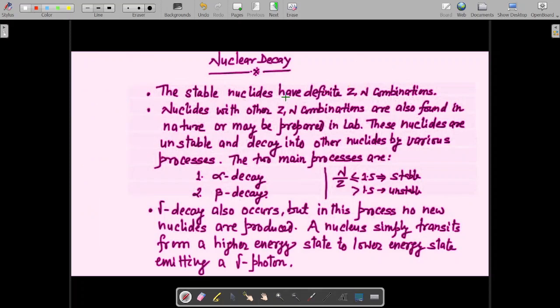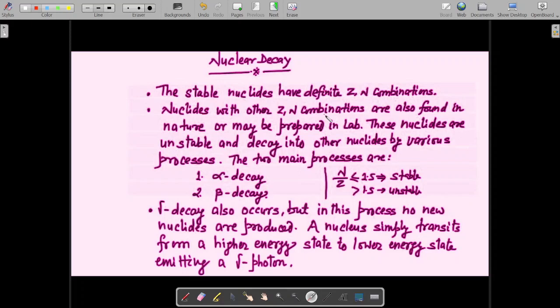Now let us erase all this. Nuclides with other Z and N combinations are either found in nature or may be prepared in the lab. In the laboratory, the nuclei of trans-uranium elements are prepared. The atomic number of uranium is 92, and the nuclides prepared after uranium, for example neptunium and plutonium, and those further ahead, are artificially prepared, man-made nuclides.